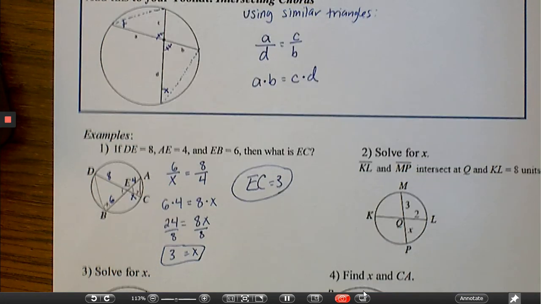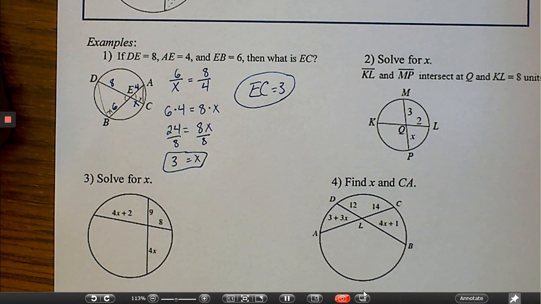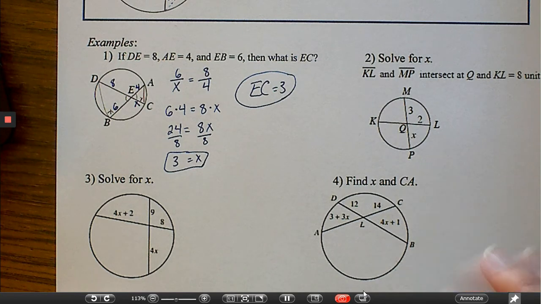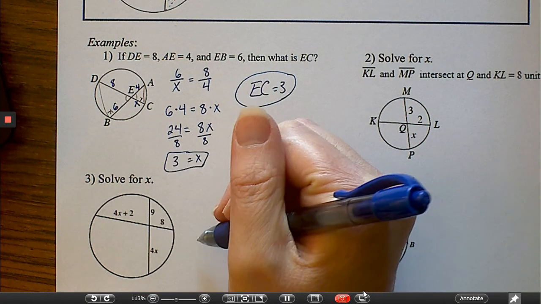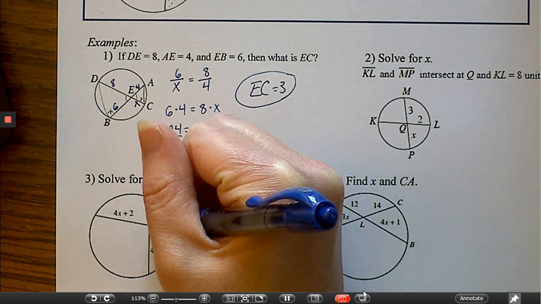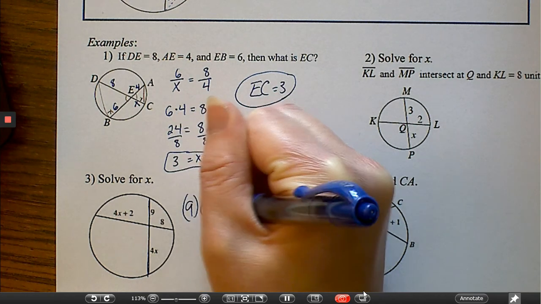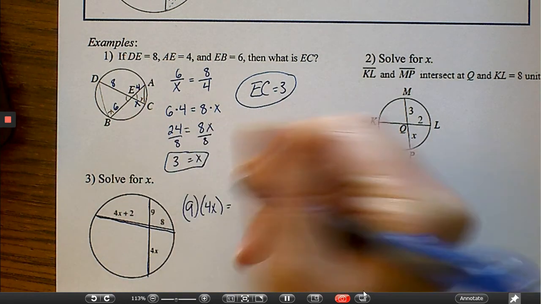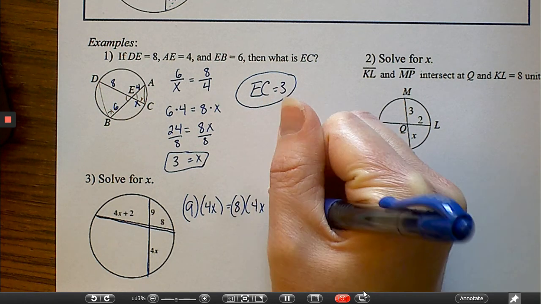All right, let's look at a little bit more tricky one. I'm going to drop down and do number 3 with you. Okay, again, we're trying to solve for x. You can set it up as a ratio. I'm going to just jump to the part where I set it up as one product equals another product. So I just multiply down the chord. So 9 times 4x and then go down the other chord is going to equal 8 times 4x plus 2.